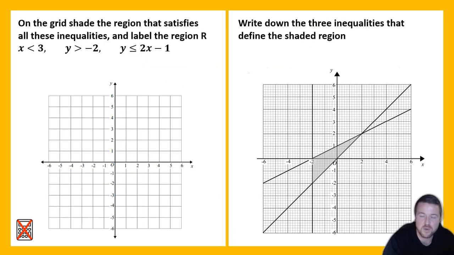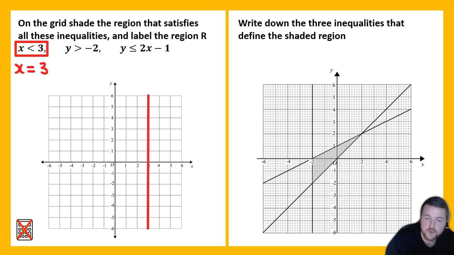On to the intermediate questions with an increase in difficulty. On the grid, we need to shade the region that satisfies all of these inequalities with the addition of a third one. And again, we need to label the region R. Starting with the first one, x is less than 3. Considering the equation x equals 3, we'll go through the x-axis at 3. And since the symbol is strictly, it'll be a dotted or dashed line. The region is when x is less than 3, so will be everything to the left-hand side of 3.